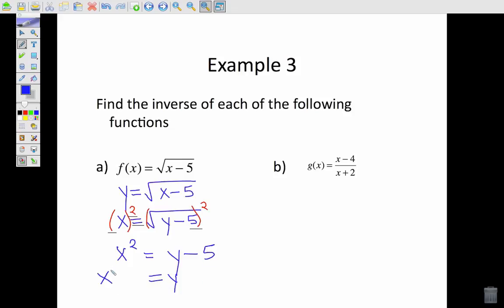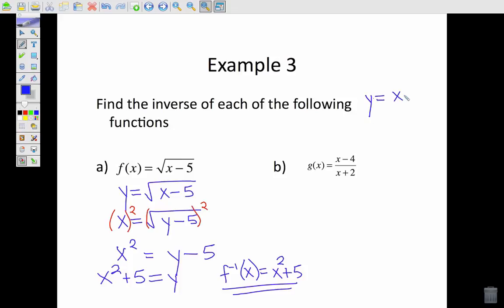Last step, move the 5 over. y equals x squared plus 5. Put it back into function notation. f inverse of x equals x squared plus 5. There's our answer, inverse of that problem.